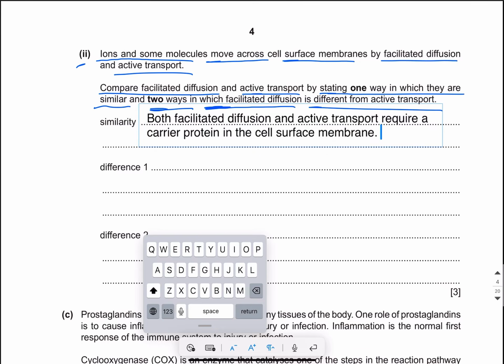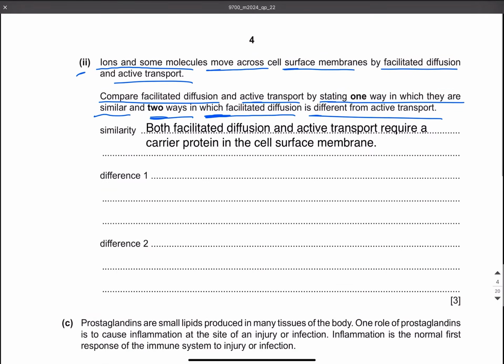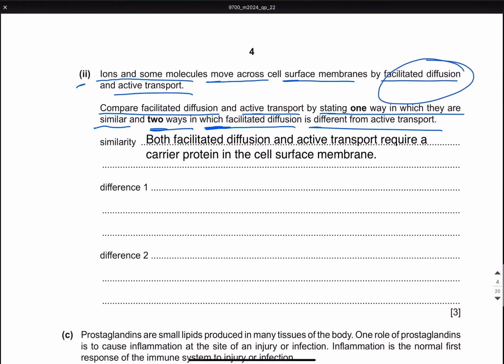Another similarity is that both facilitated diffusion and active transport are of specific molecules. What is meant by this statement? Facilitated diffusion is brought about by a transport protein, and the same goes for active transport. Transport proteins are specific and only transport specific molecules. So you can say that both facilitated diffusion and active transport involve the transport of specific molecules. This is also one similarity. What about differences?